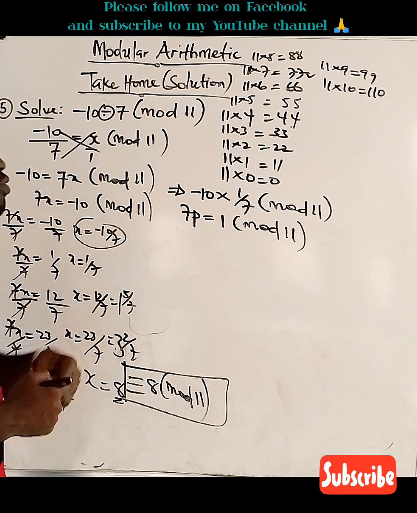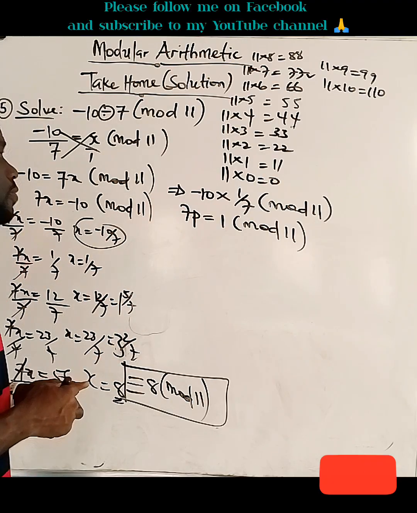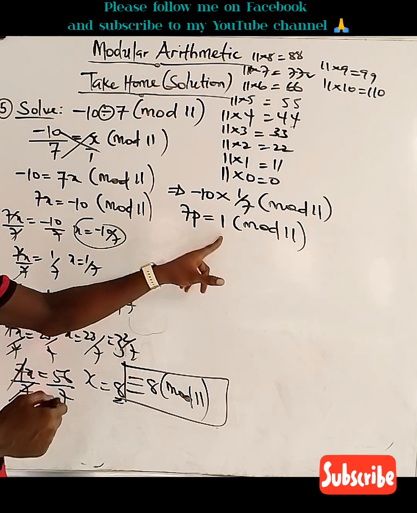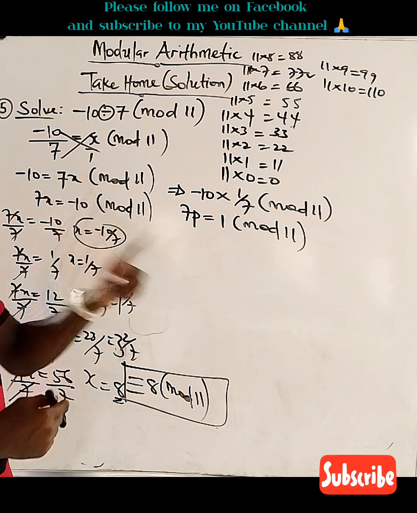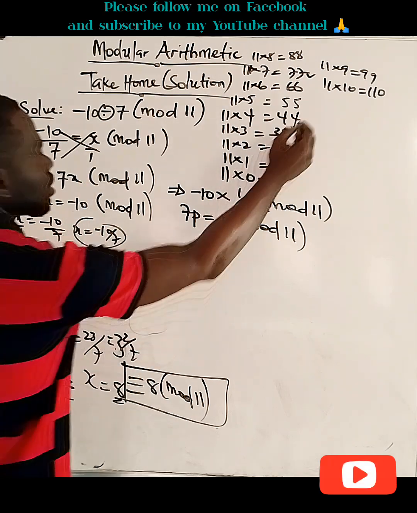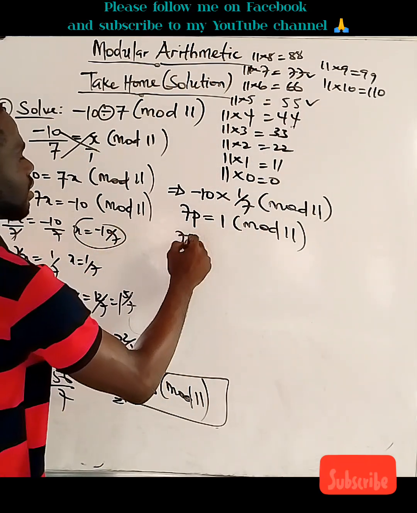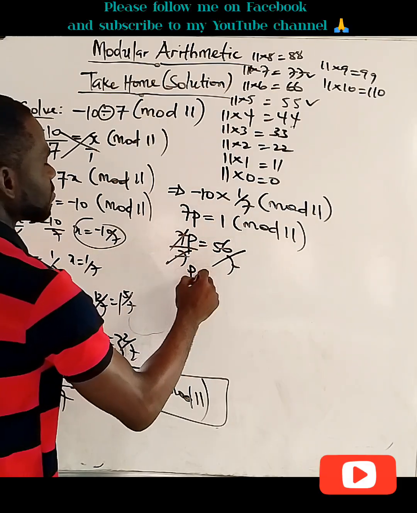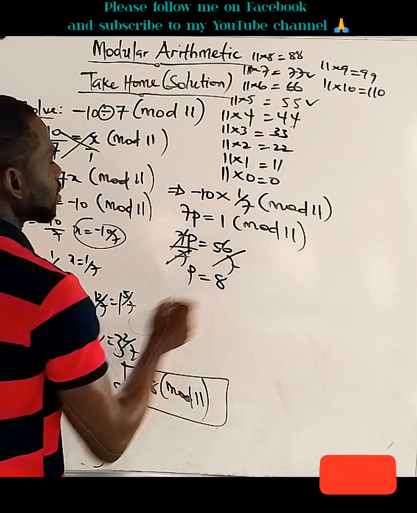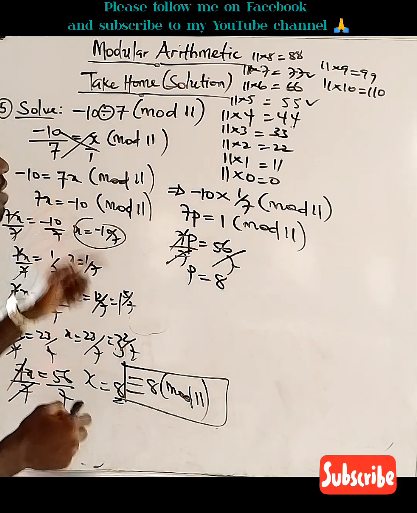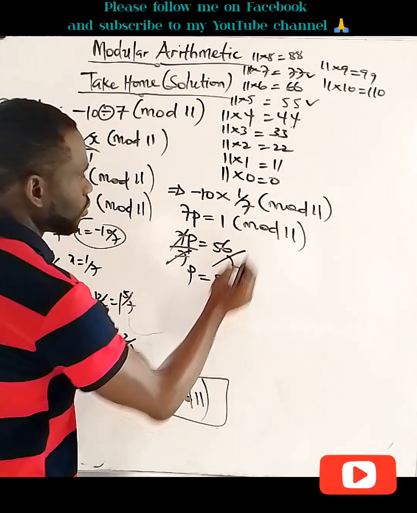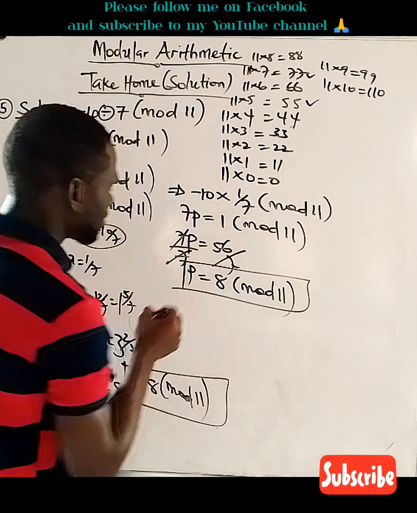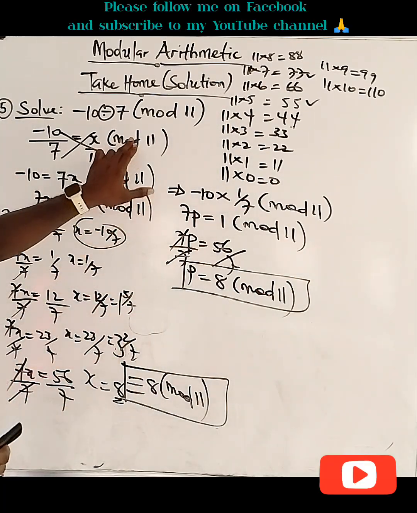Let's keep going. 22. 22 plus 1 is 23. The next, 33. 33 plus 1 is 34. 44 plus 1 is 45. 55 plus 1 is 56. You're going to be using this right away. So that's 7p equals 56. Divide both sides by 7. So 56 divided by 7 is 8. That means the multiplicative inverse of 7 is 8, also in modulo 11. 8 modulo 11. That's the multiplicative inverse of 7 in modulo 11.